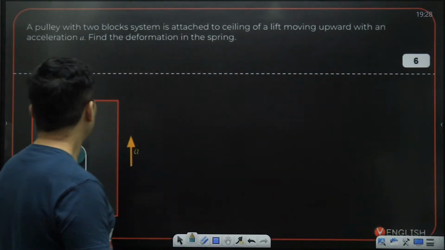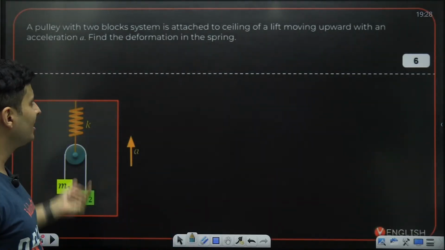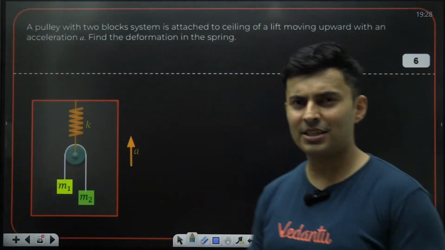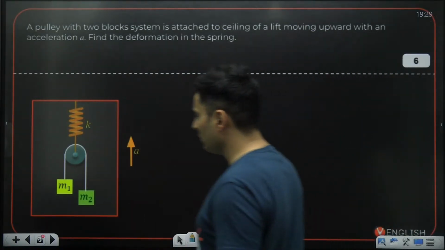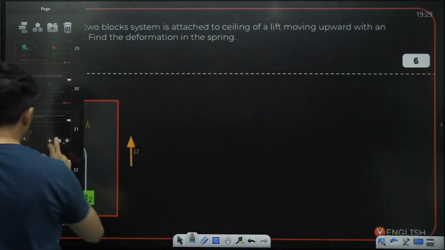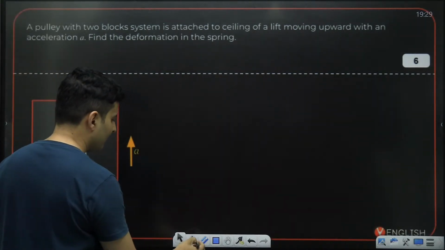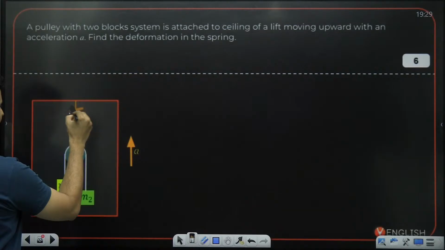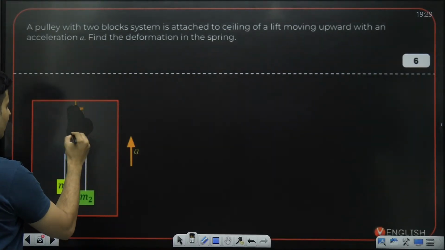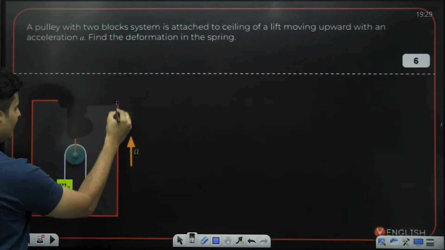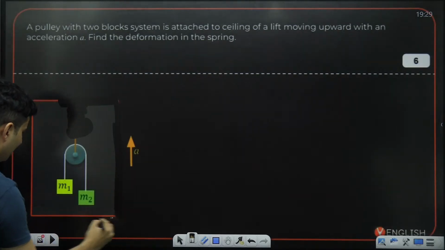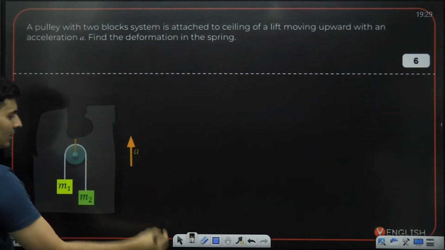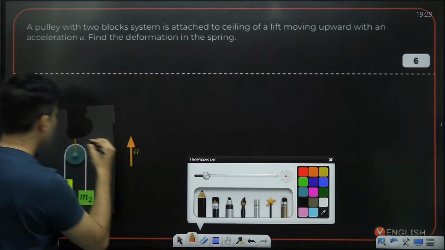So, find the deformation in the spring kind of question, or basically find the extension in the spring. Forget this question inside the lift for a moment. Just forget the spring even exists. Forget this lift also exists for a moment. And just tell me this answer first.